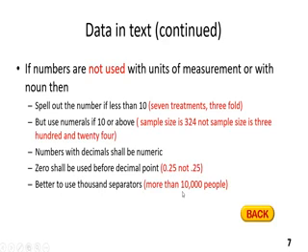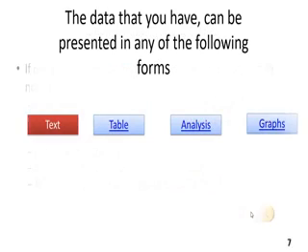Better to use 1000 separators. If your numbers are big, you should use 1000 separators so that it can be understood whether they are thousands, millions, billions, or thousands, lakhs, 10 lakhs, crores, so that they can be identified.